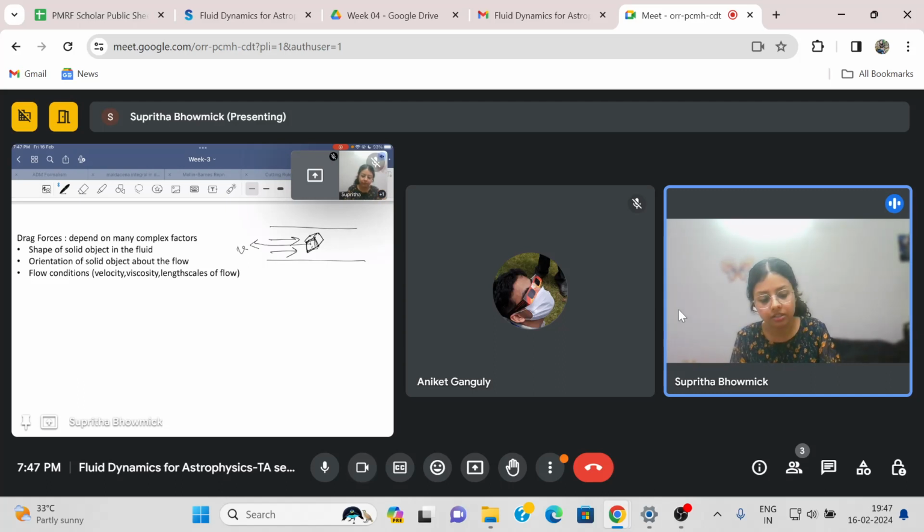But for any other shape and any other orientation, by orientation I mean this cube could have been oriented in a different way, let's say at some other angle to the direction of fluid flow, it would have faced a different drag, right? Or let's say the size of this, some other shape. What are the flow conditions? What is the length scale over which the fluid flows? What is the characteristic velocity with which the fluid flows? What is the viscosity? Things like this, the flow conditions.